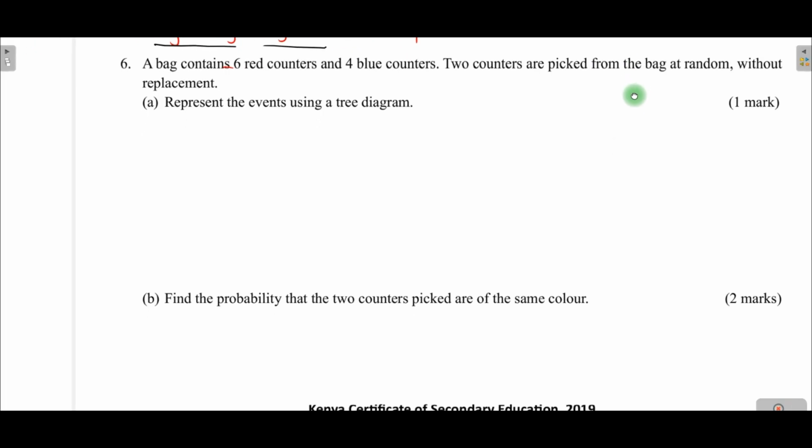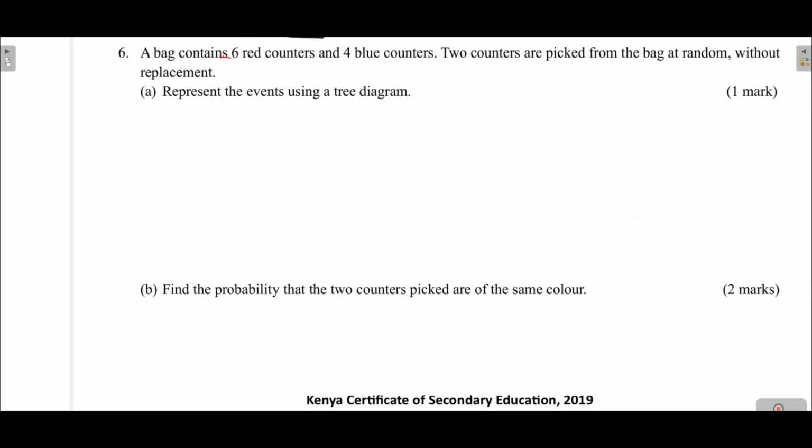In probability, a bag contains 6 red counters and 4 blue counters. 2 counters are picked from the bag at random without replacement. Part A of the question: represent the events using a tree diagram. And Part B: find the probability that the 2 counters picked are of the same color.